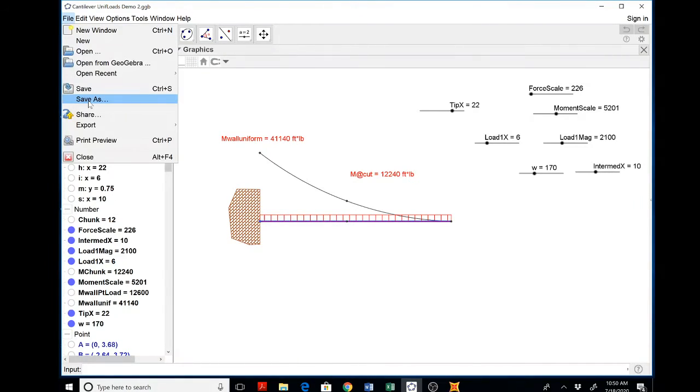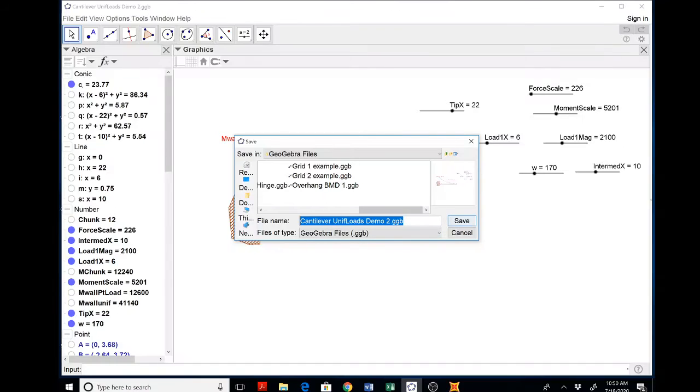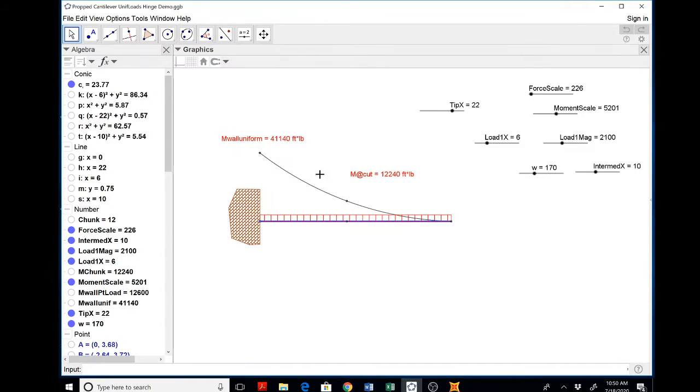So let's save this as cantilever. Let's call it propped cantilever with hinged. Propped cantilever, uniform load, and a hinge in the middle here. This is demo. Let's just call it demo. Let's just hide everything here that we don't need.